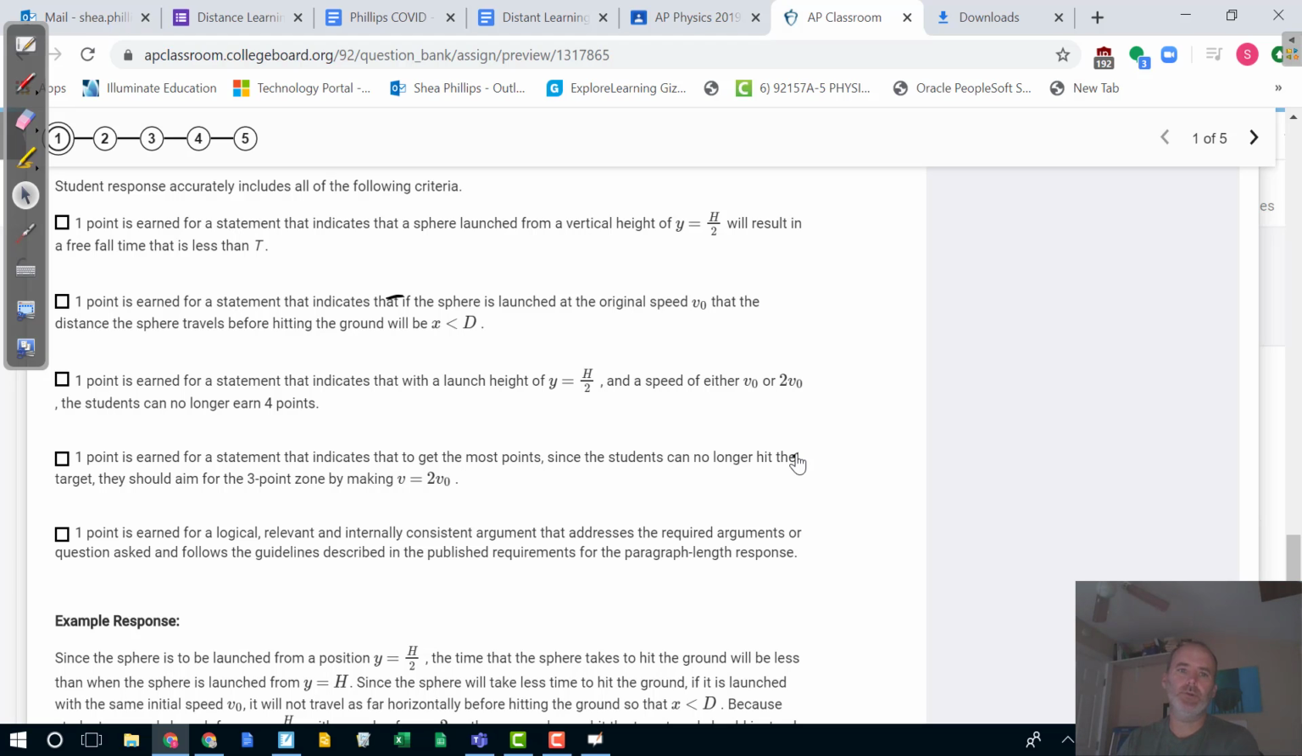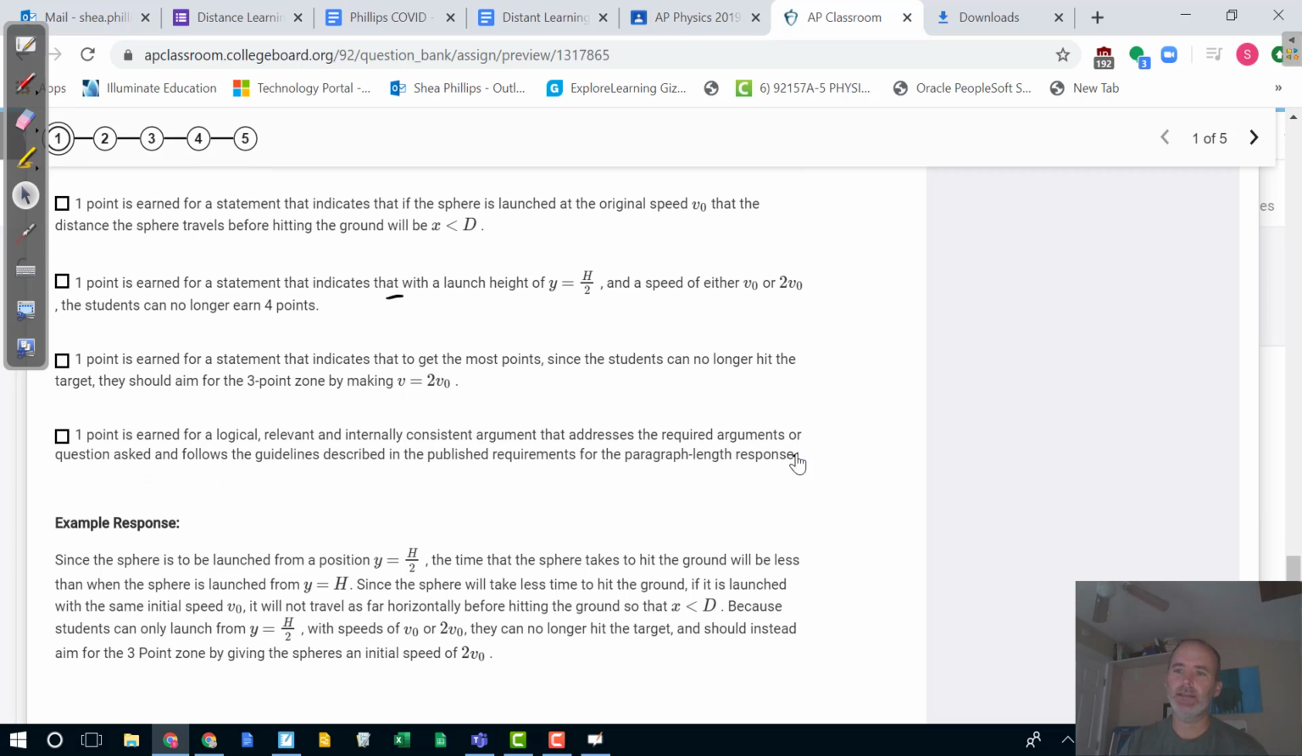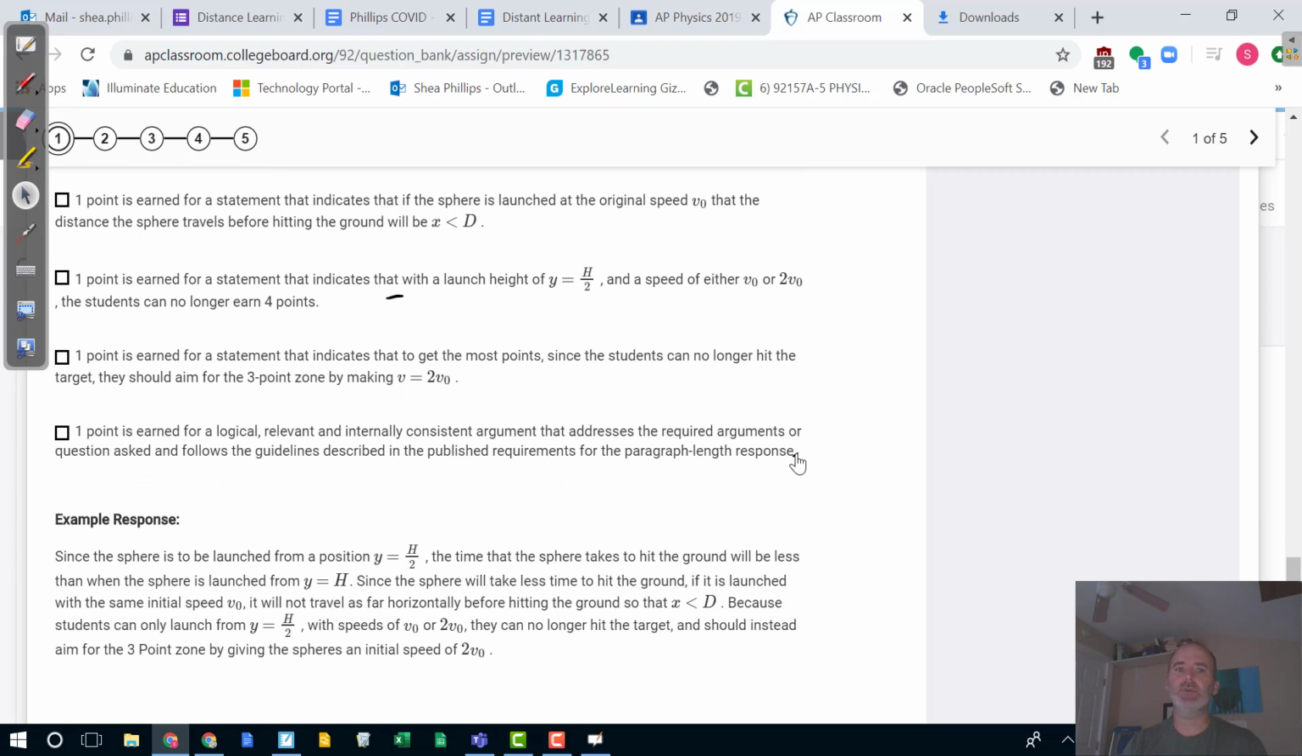All right, now here's where you would have to justify it. We would have to have a statement that indicates that if you have 2v0, you line up in that 3-point zone. So we did the math for that. And then the last one, 1 point is earned for a logical, relevant, and internally consistent argument that addresses the required arguments or questions and follows the guidelines described in the published requirements for a paragraph length response. That is wordy, but essentially if you can draw it all together and justify it. So really for this one, it's showing the math that justifies your response.